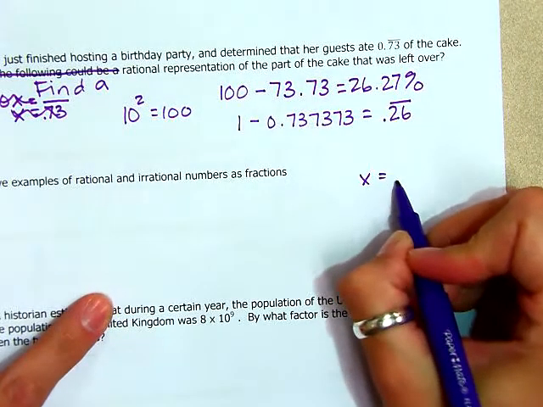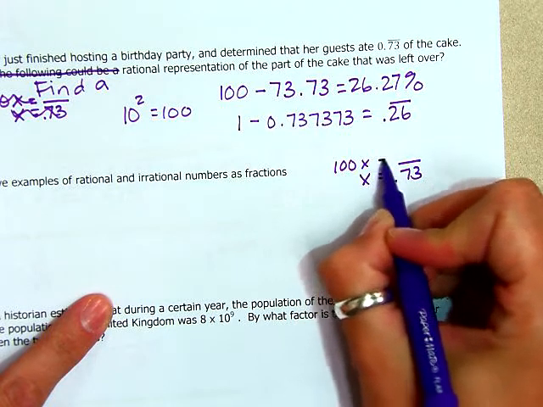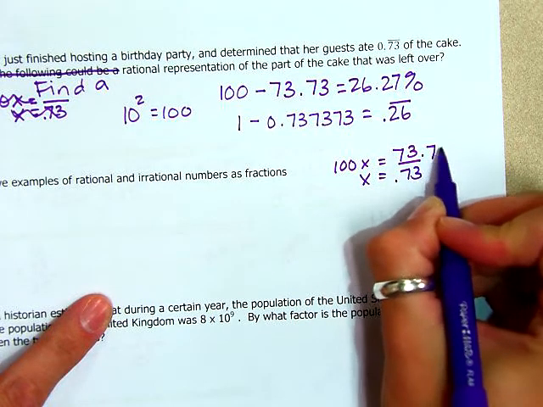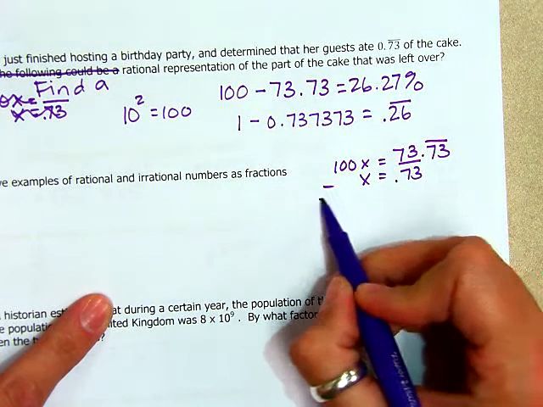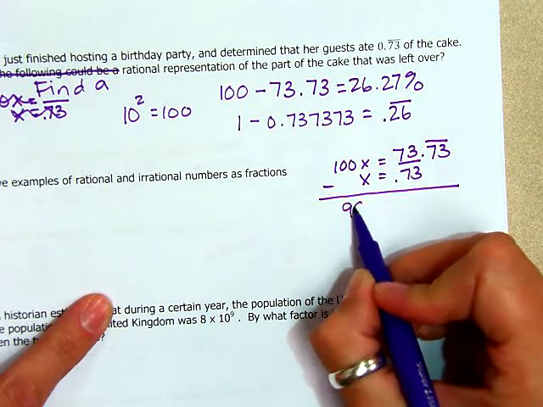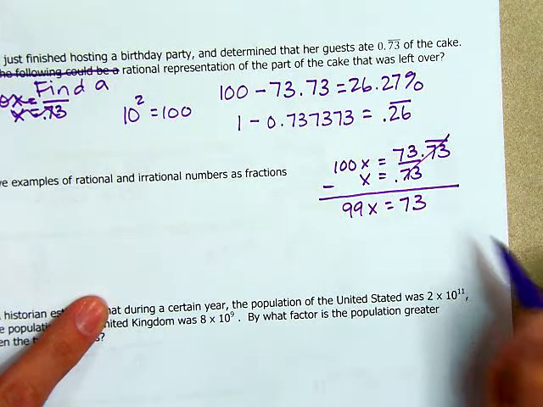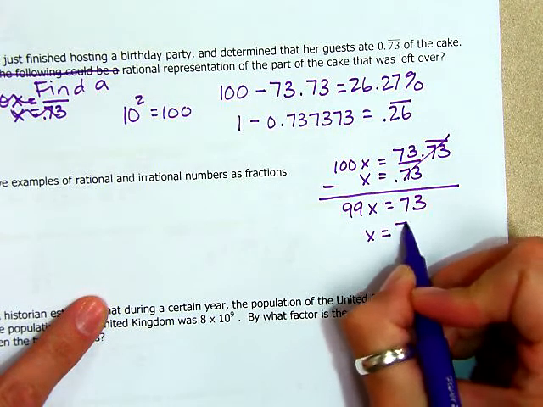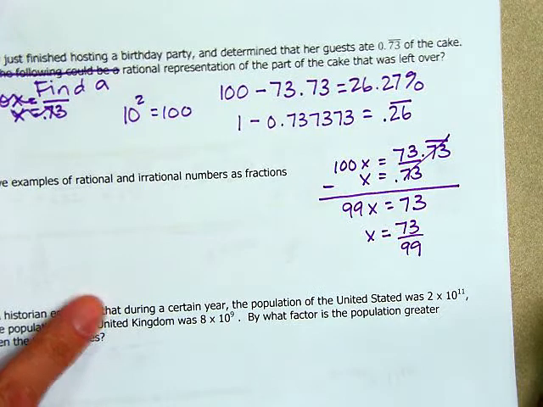X equals 0.73 repeating, and we said 100 on both sides. So if I multiply that 100, that's what I get. Now I'm going to subtract one from the other. So this gives me 99x, and that gives me 73. So then I get x equals 73 divided by 99. Remember, we divide both sides by the number in front of x.